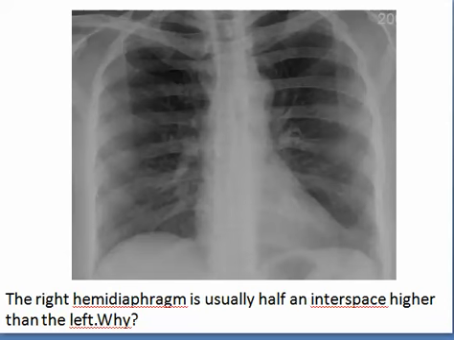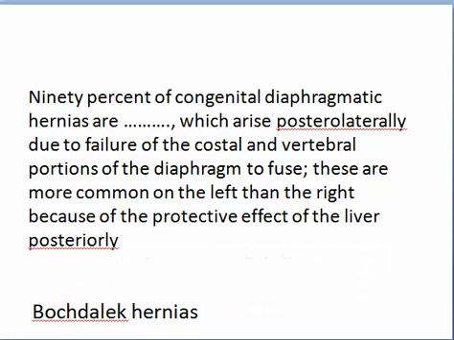Of course, you know that the right hemidiaphragm is higher than the left. This is because of the liver. 90% of congenital diaphragmatic hernias are Bochdalek hernias, which arise posterolaterally due to failure of the costal and vertebral portions of the diaphragm to fuse. These are more common on the left than on the right because of the protective effect of the liver posteriorly. So Bochdalek hernia is posterior and to the left.